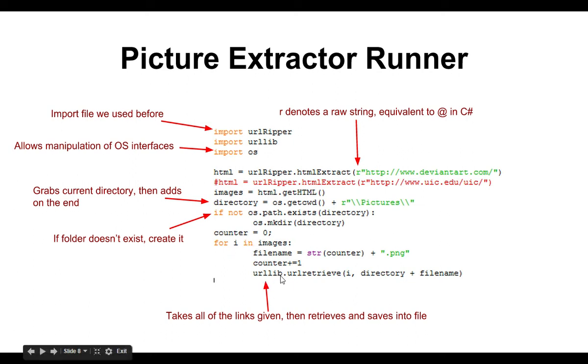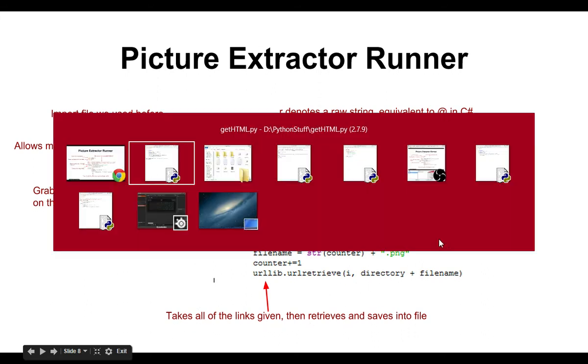And then right here, this is urllib urlretrieve, and then the link right here, the i is the link, and then this is the file name which you want to save it to. It takes all the links given and then retrieves and saves the file. Alright, so to run this code, you have to run the runner code, not the URL ripper code.